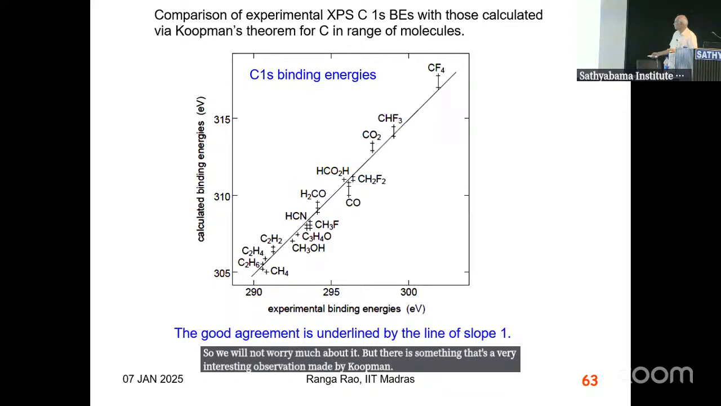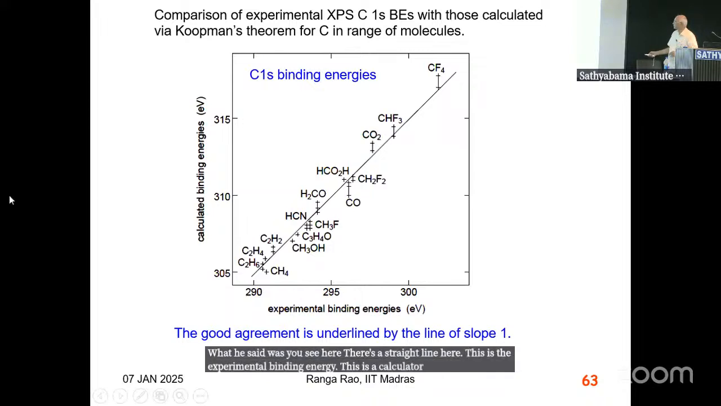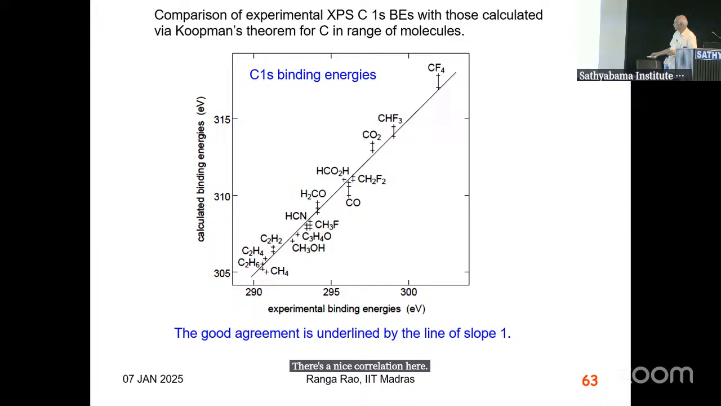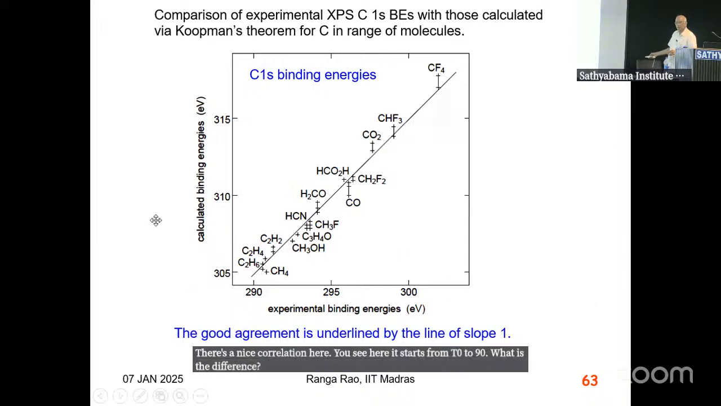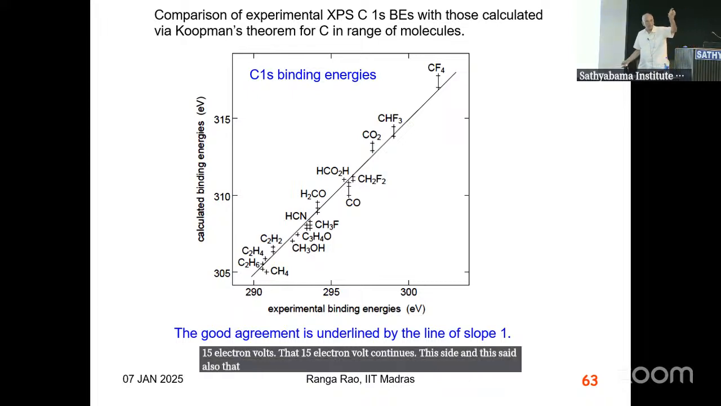What he said was, you see here, there is a straight line. This is the experimental binding energy. This is the calculated binding energy by theoreticians. There is a nice correlation here. You see here, it starts from 305 to 90. What is the difference? 15 electron volts. That 15 electron volts continues this side and this side also. That is the relaxation term that has to be taken into account if you are doing theoretical work. We will not worry about it. Okay.